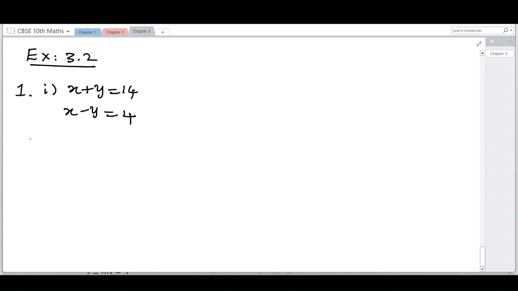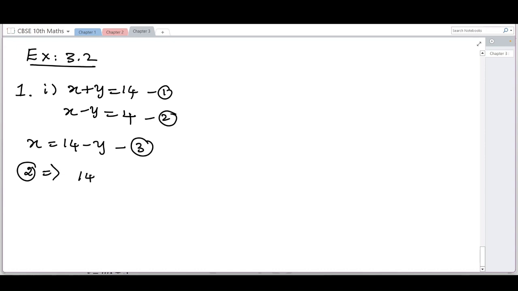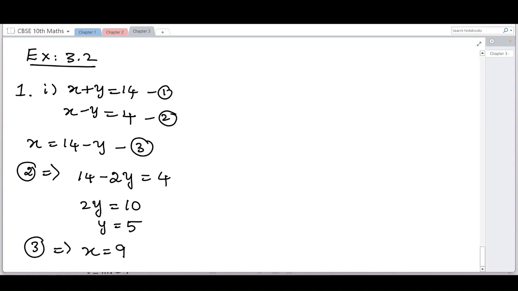Let us take the first equation and rewrite it as x equal to 14 minus y. We name it equation 3, and if you substitute this in the second equation, you will get 14 minus y minus y equal to 4, that is 2y equal to 10, so y equal to 5. If you substitute this y value in equation 3, you will get x equal to 14 minus 5, that is 9. So we have determined the values of x and y to be 9 and 5. Clear?